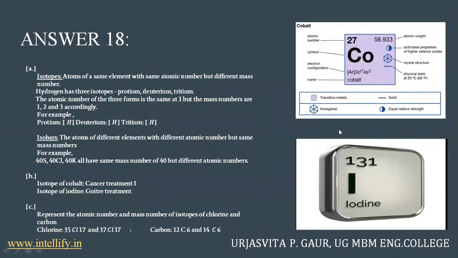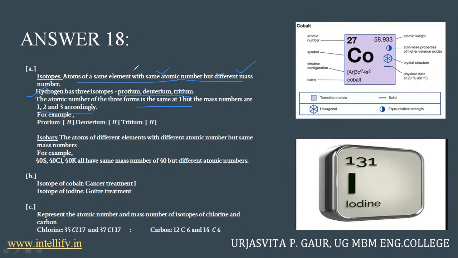Now the B part asks us first, how do isotopes differ from isobars? Now isotopes are the atoms of the same element with the same atomic number, but with different mass number. That is the same atomic number but the different mass number. And here you have an example of hydrogen. It has three isotopes. They have protium, deuterium, and tritium, and the atomic number of all the three is the same, but then the mass numbers are all different. That is 1, 2, and 3 accordingly.